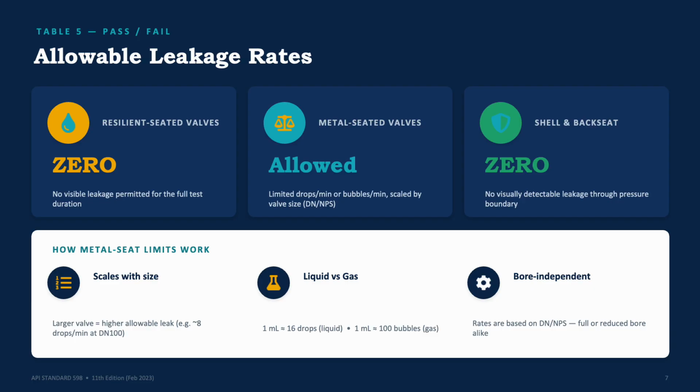For liquid and gas, 1 ml is equal to 16 drops for liquid and 1 ml is equal to 100 bubbles for gas, when gas is used as the medium. Bore independent, the rates are based on the size of the valve.